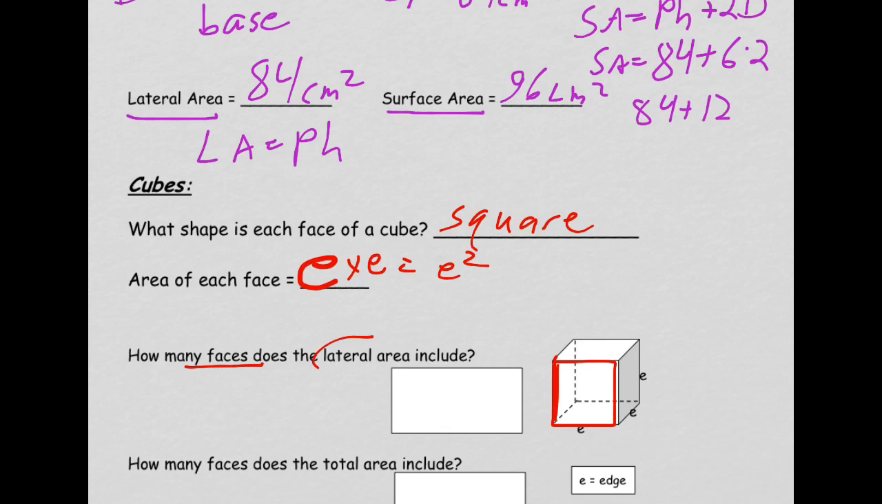Now, how many faces does the lateral area of a cube include? Well, remember, if I shade in my two bases, and this is one base, and this is the other base, then how many faces am I left with? 4, exactly. 4 faces. So my lateral surface area is going to be these 4 faces times what? The area of each face, right? And the area of each face is E squared. So I take the area of that face and multiply it times 4 and I get the total area of all of the sides.